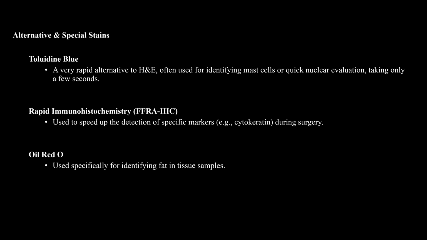Alternative special stains: toluidine blue, diabetic cytochemistry, oil red O. Toluidine blue, very diabetic alternative, used to identify cells for quick nuclear evaluation, taking only a few minutes. Rapid immunocytochemistry. The use of segregation pigment marker cytokeratin, rapid identified disease sample.